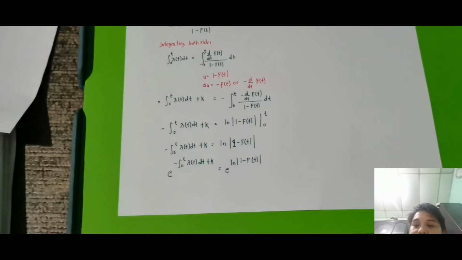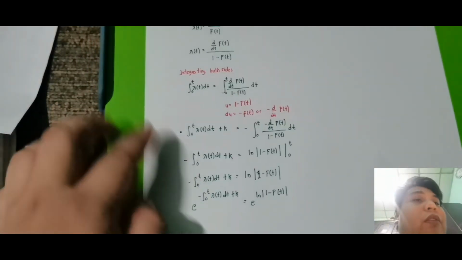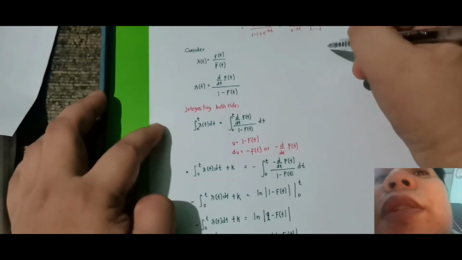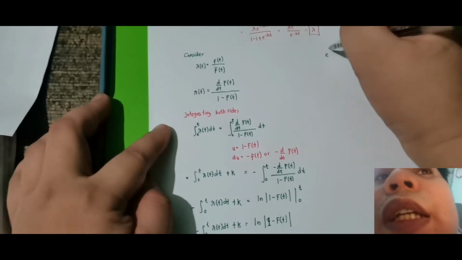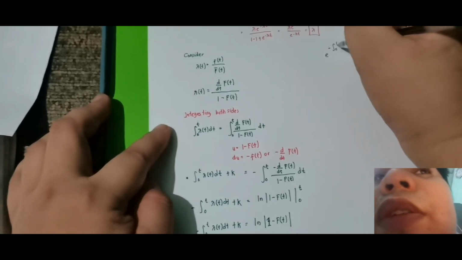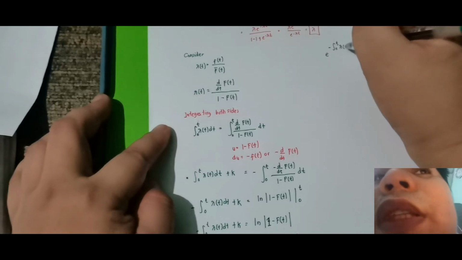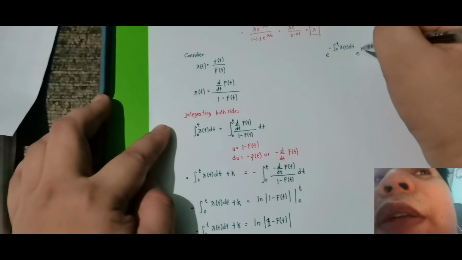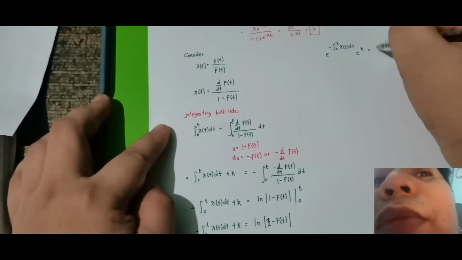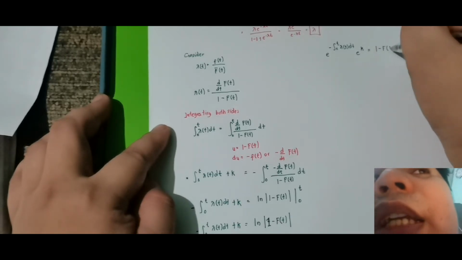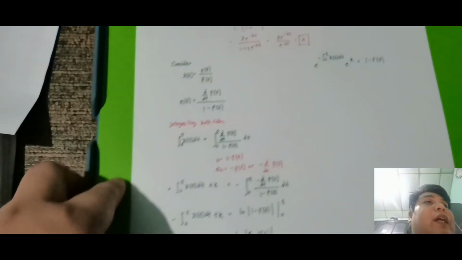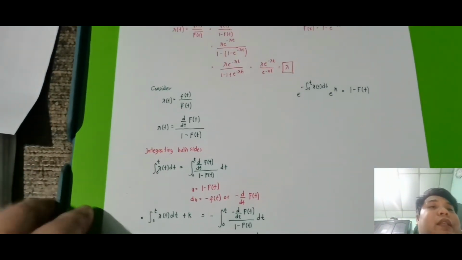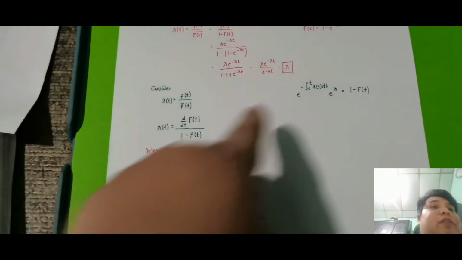Okay, so sa part na yan, again, e raised to k tayo dyan. So, itong part na to is magiging e raised sa negative integral from 0 to t lambda of t dt. Tapos yung plus k magiging e raised to k. Then equal sa 1 minus f of t. So tanggalin ko na yung pagiging absolute value kasi wala naman na siya sa ln or sa logarithm natin. Okay, so ayan na yung lalabas. So ayan, okay na tayo.